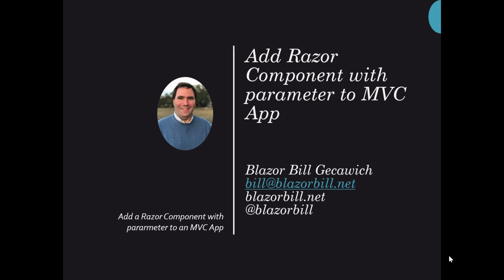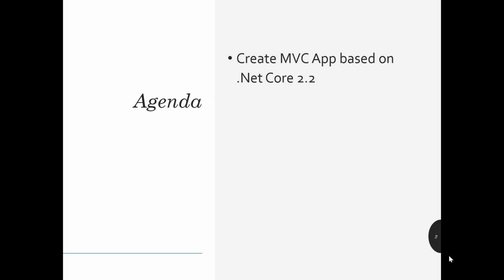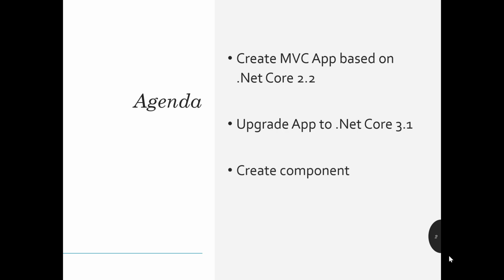The agenda for today will be to create an MVC app based on .NET Core 2.2, since most MVC apps were built in .NET Core 2.2 or before. I thought it would be beneficial to take it from that version up to .NET Core 3.1. Then we'll create the component, and finally we'll reference a component. So let's go to Visual Studio and get started.